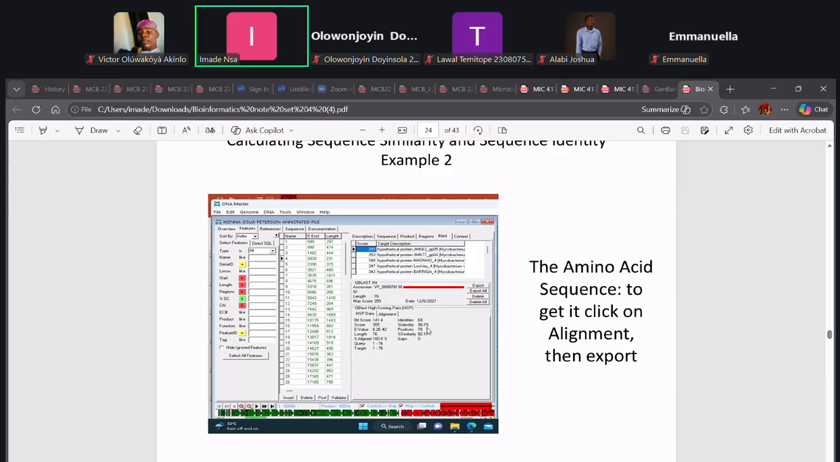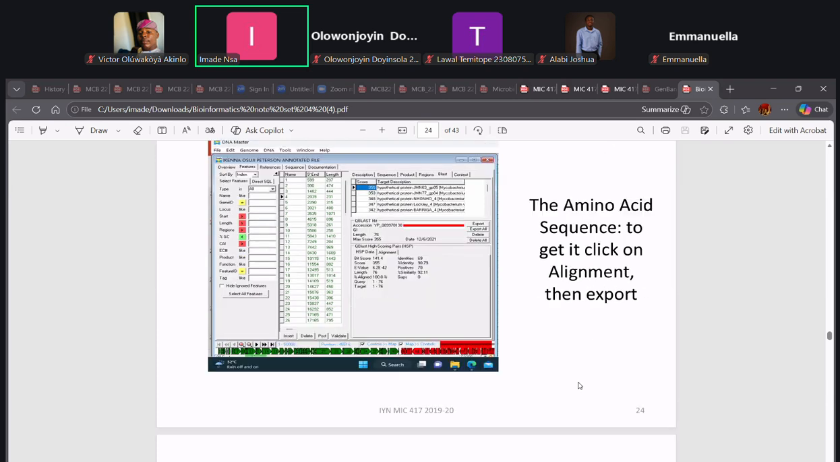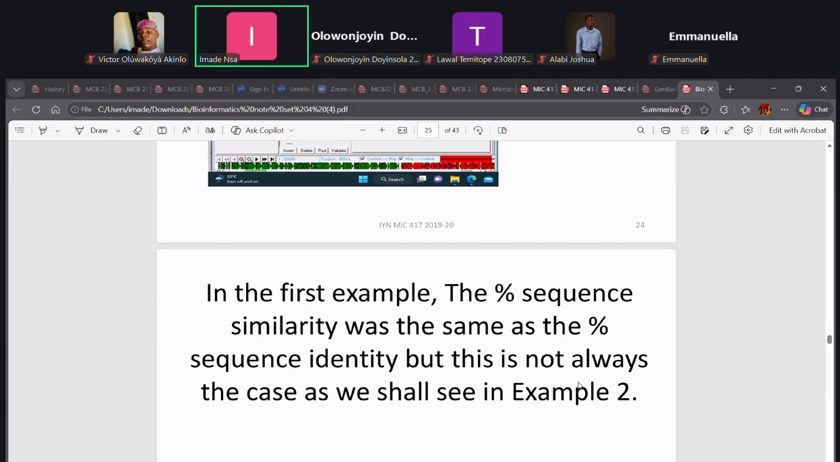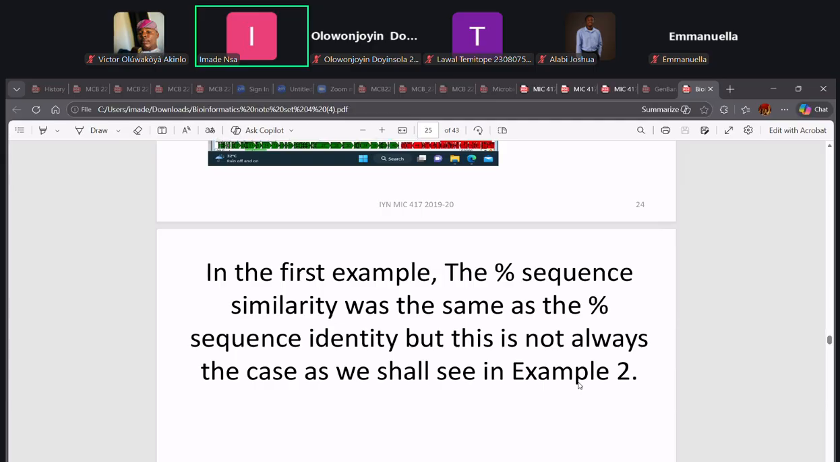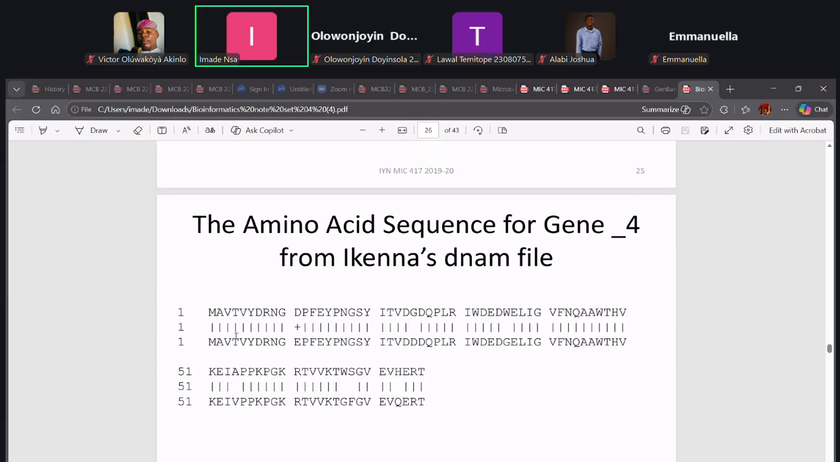Percentage identity 90.79. Percentage similarity 92.11. How did they get this? Just like you may find identity 100%, similarity 100%. Sometimes they are the same, sometimes they are not the same. Sometimes they are the same value, like the example we just did, 98.84. Sometimes they are not. So this is still from Ikena's file.